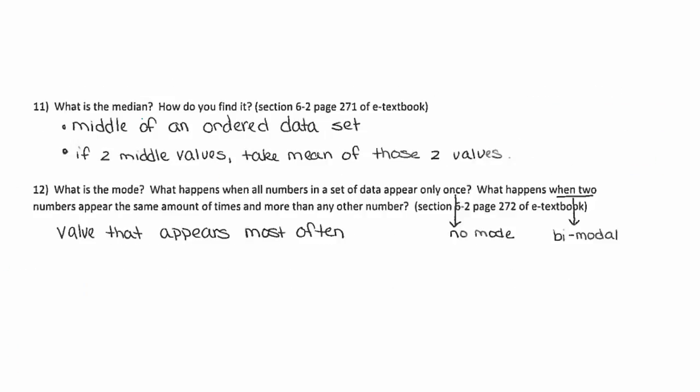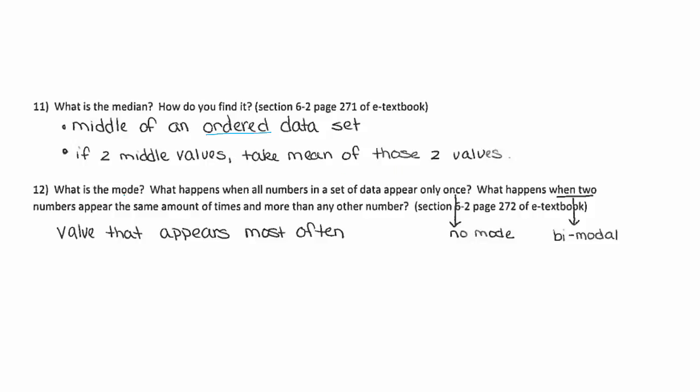Median is the middle of an ordered set of data. So really important that you put the data in order, typically from smallest to largest, and then count in to find the middle. If you have an even set of data, you'll have two middle values, and you just add them together and divide by 2. So you take the mean of those values.